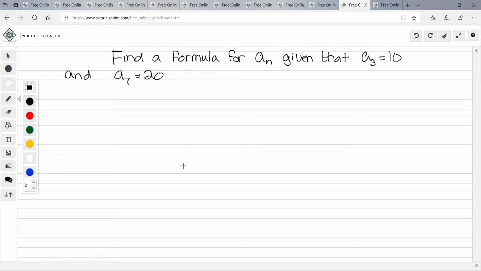Find a formula for the nth term given that the 3rd term is 10 and the 7th term is 20. So find a formula.